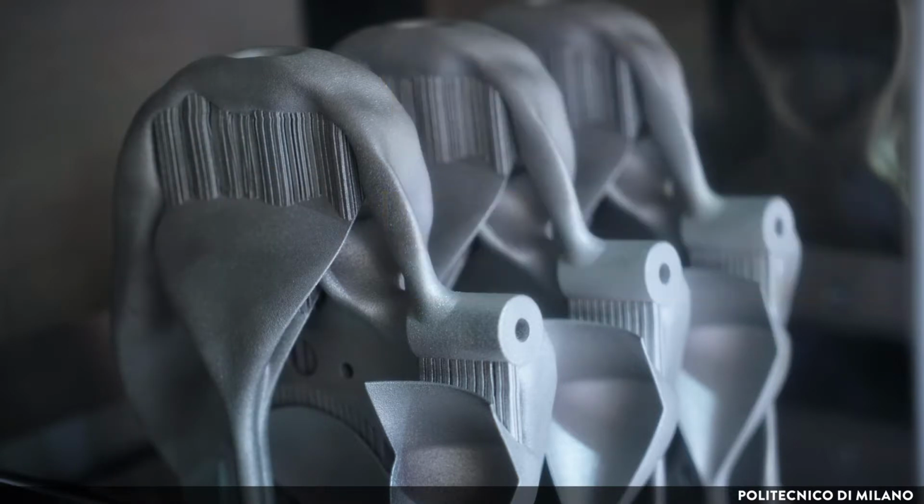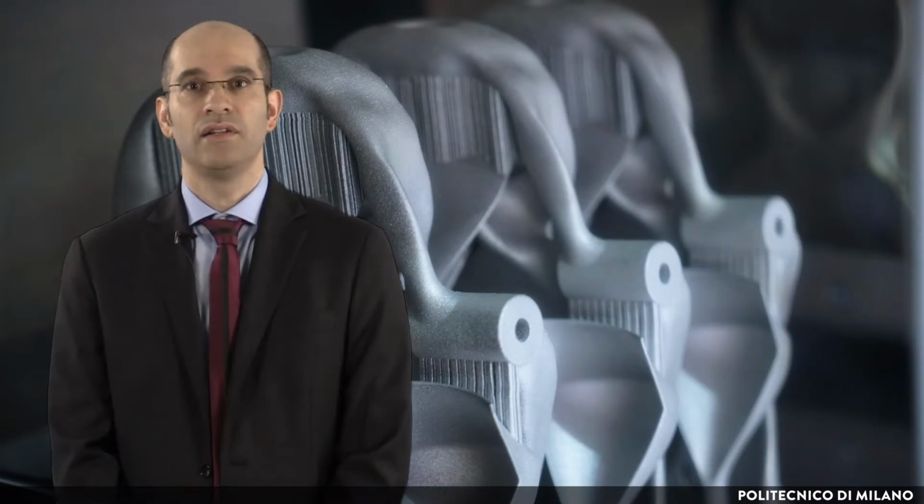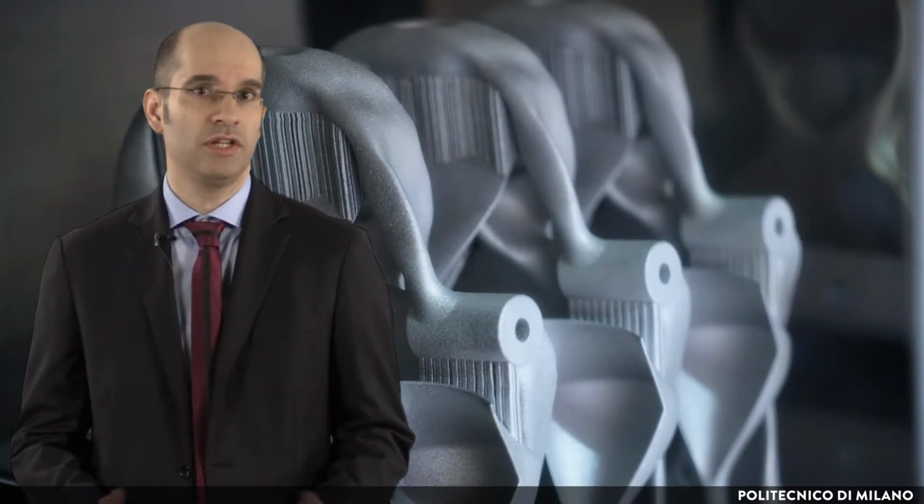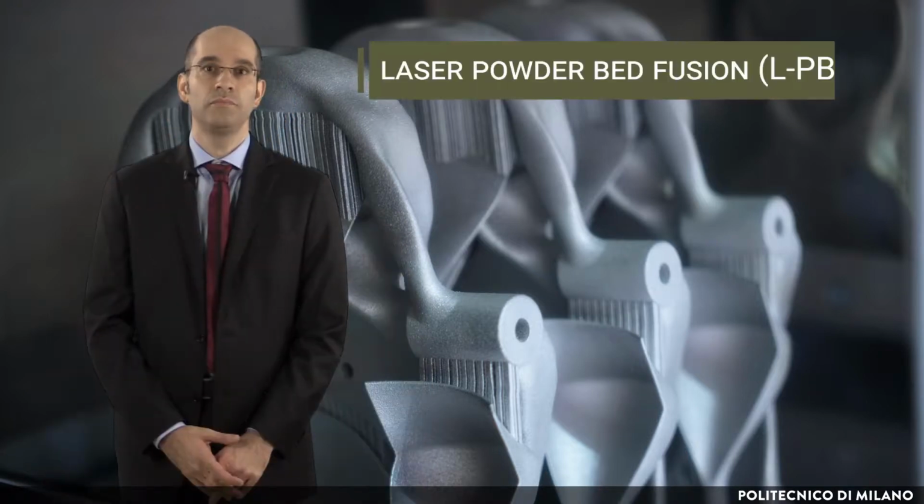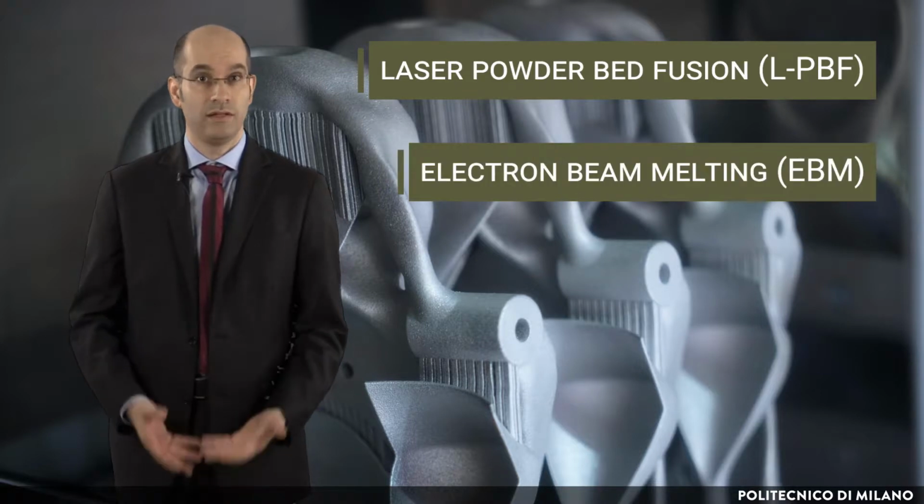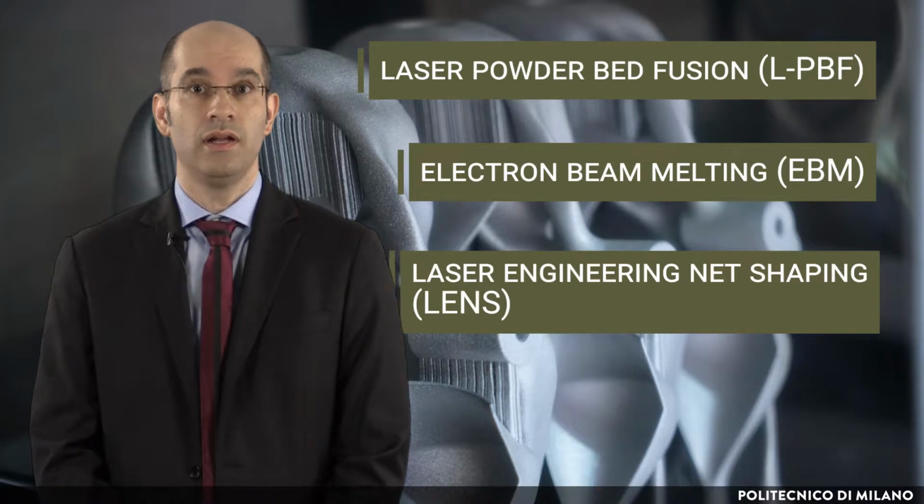The AM of metal has taken a huge step forward in industrialization over the last few years, and this area is growing rapidly. Currently, various machines and processes are available in the market for producing metal parts. According to the major industries, the most common processes to build metal components are laser powder bed fusion, LPBF, electron beam melting, EBM, and laser engineering net shaping, LENS.